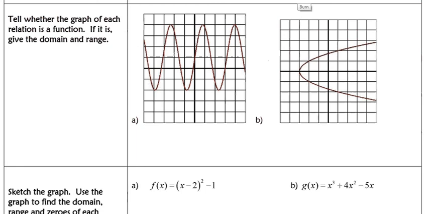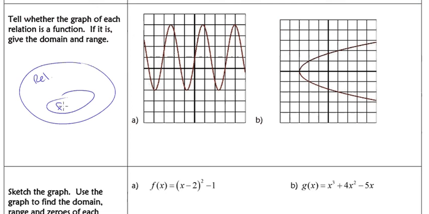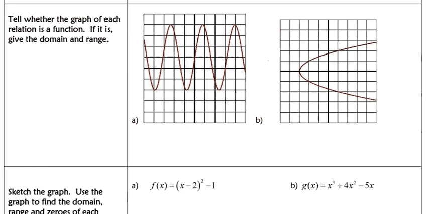All right, tell whether the graph of each relation, so we're given their relation, is it a function? So being more specific, remember that Venn diagram we had where there's relations, and then a specific set of relations is functions. And so are these graphs, are they functions? And to do that, we're going to use the vertical line test.